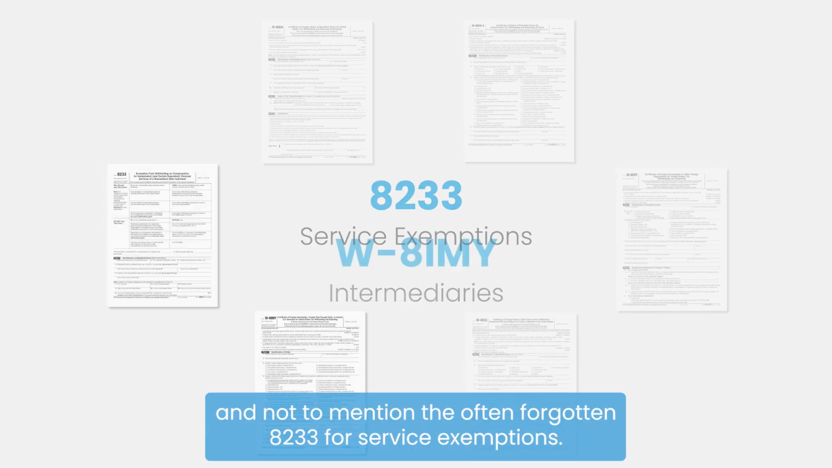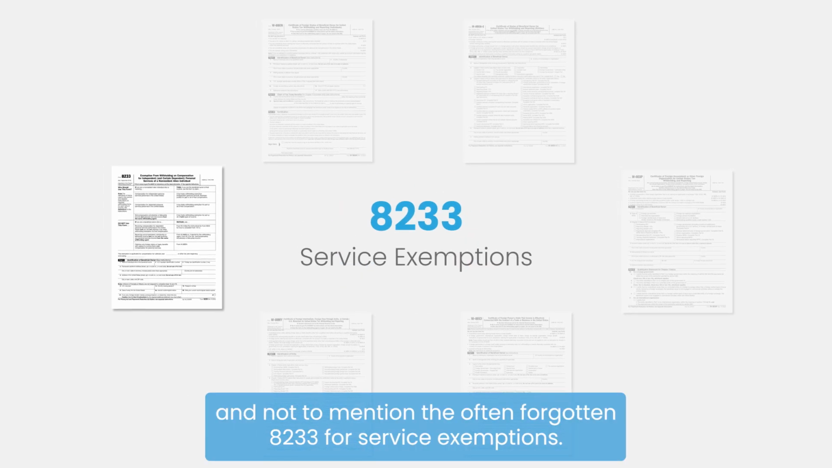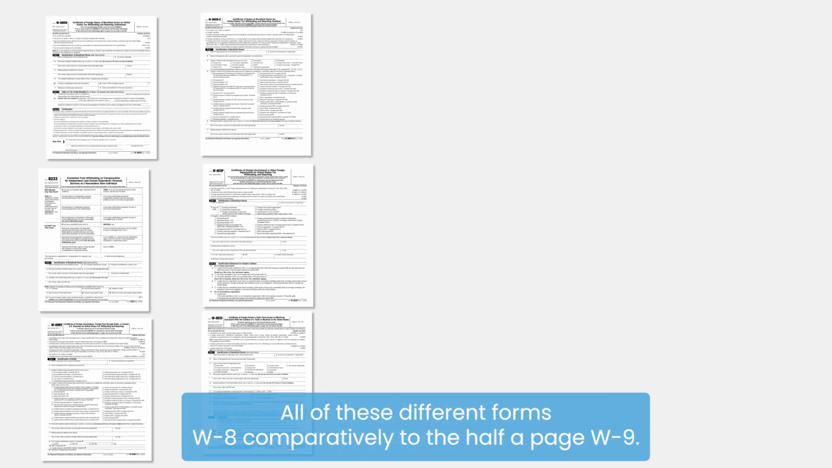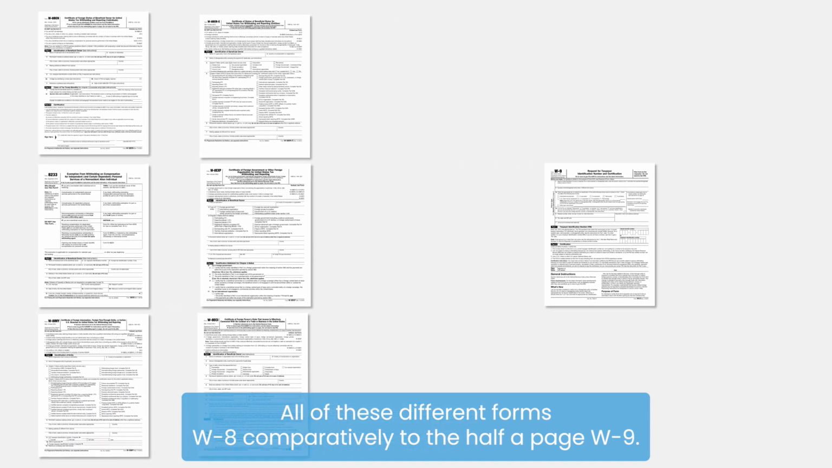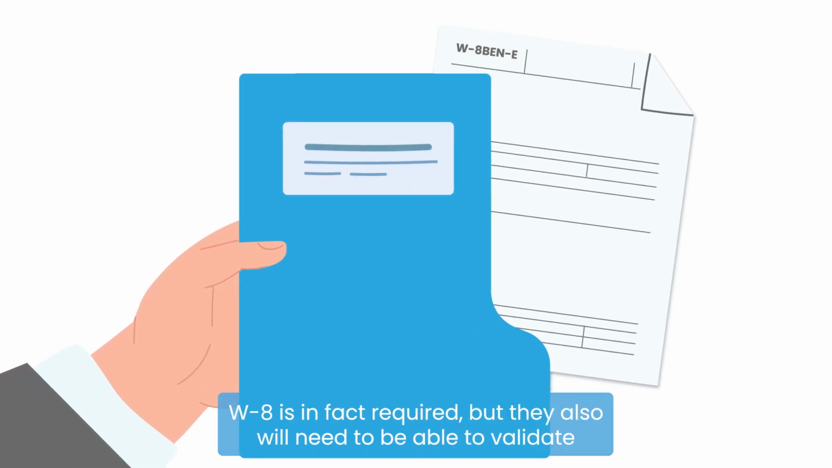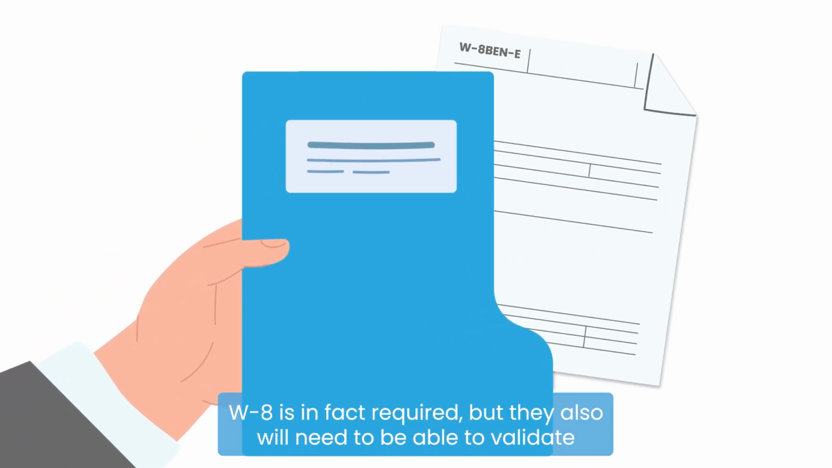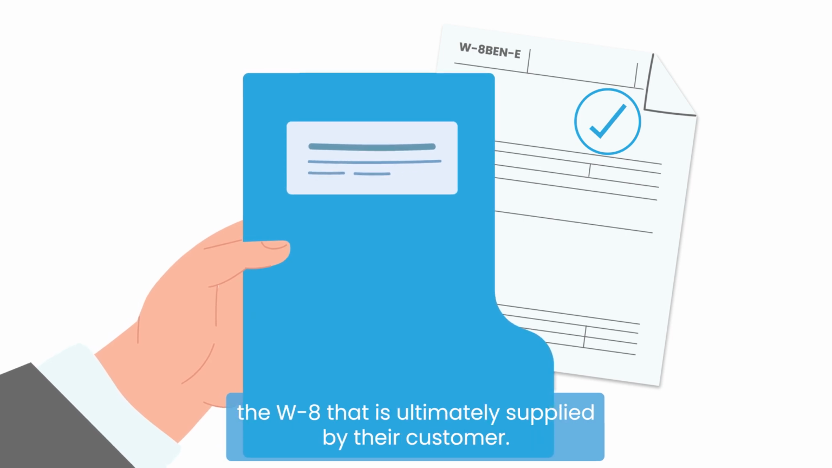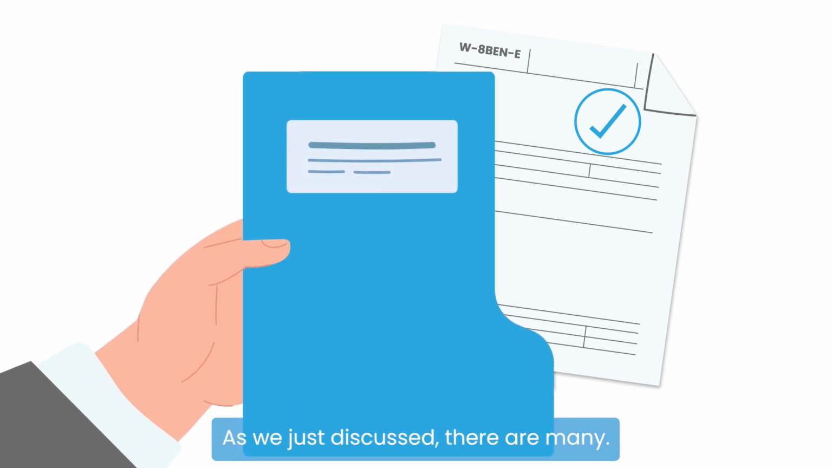And not to mention the often forgotten 8233 for service exemptions. All of these different W-8 forms, comparatively, to the half-page W-9. Organizations must not only determine that a W-8 is in fact required, but they also will need to be able to validate the W-8 that is ultimately supplied by their customer. And as we just discussed, there are many.